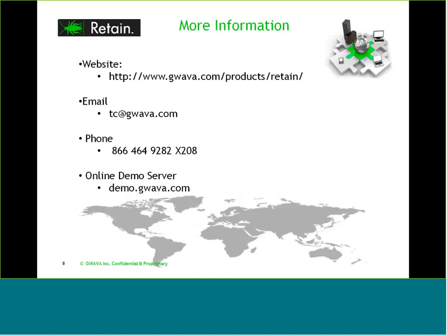So basically how that works is that you have something called the Deletion Manager. And if you want to see how this works, on the more information slide at the bottom of this slide, demo.guava.com, you can actually go into the Retain demo server and take a look at this yourself. But the Deletion Manager is a scheduled type of routine. So you basically put a lifeline on your email or on your policies.